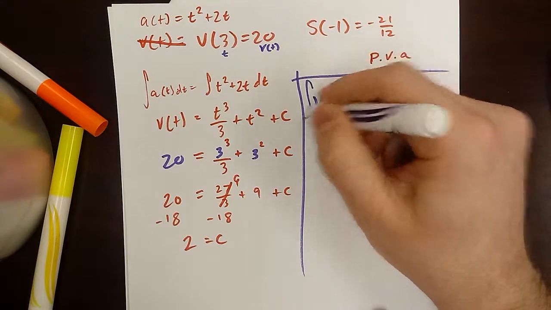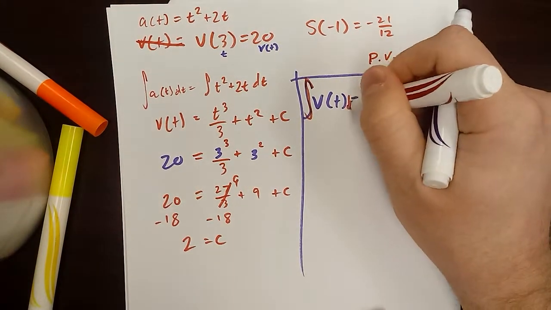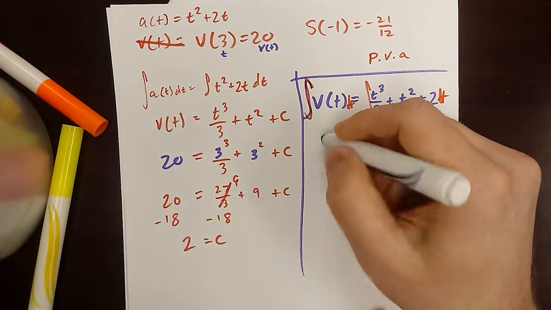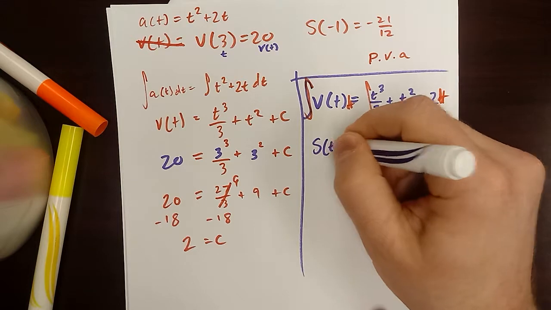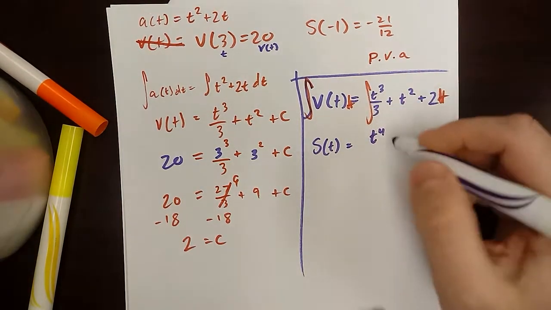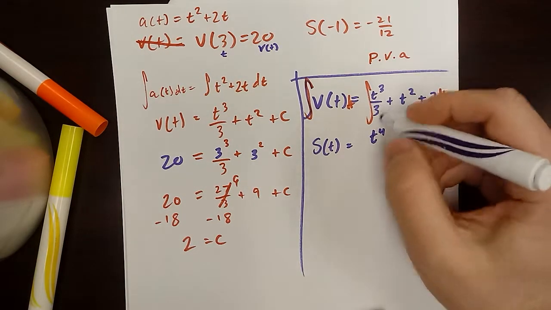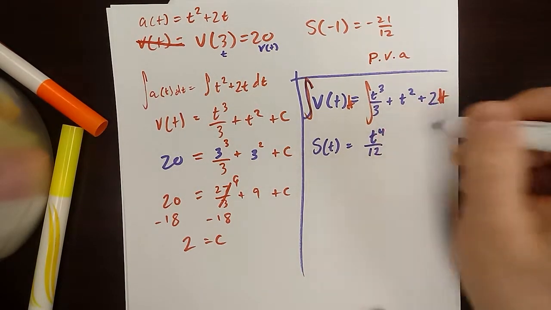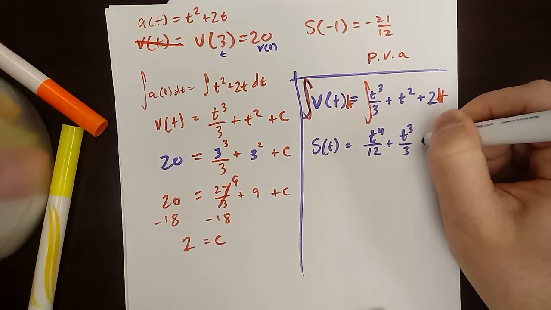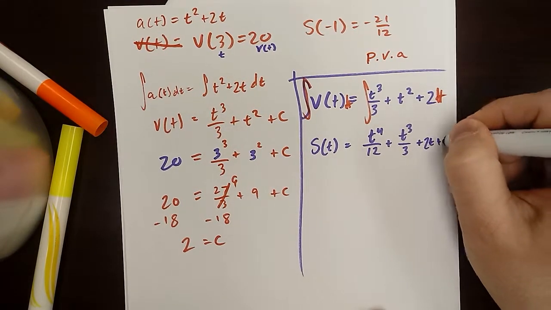All right, so now we're going to have to integrate again. Oops, use a different color. Show that we're changing. Integrate. And when we integrate, we're going to get position. All right, and then here we'll get t to the 4th over 4, but there's already an over 3. So it's going to be over 4 times 3, which is over 12, plus t to the 3rd over 3, plus 2t plus c.